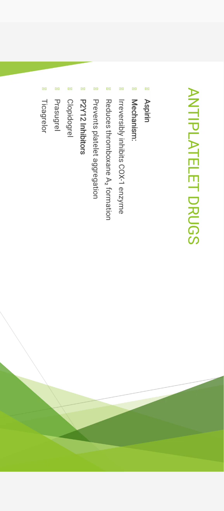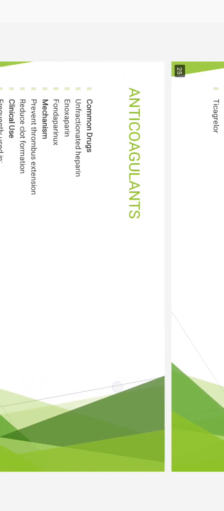Dual antiplatelet therapy, usually aspirin combined with a P2Y12 inhibitor, is commonly used after myocardial infarction and PCI to prevent recurrent thrombosis. These medications significantly reduce mortality and improve patient outcomes.